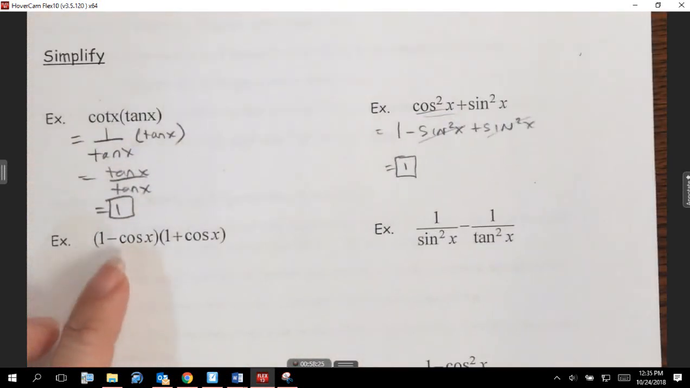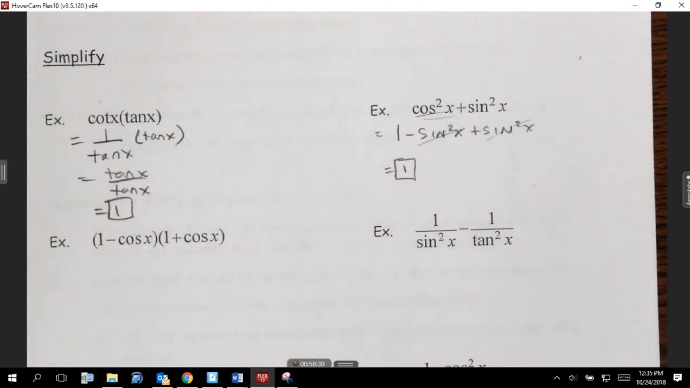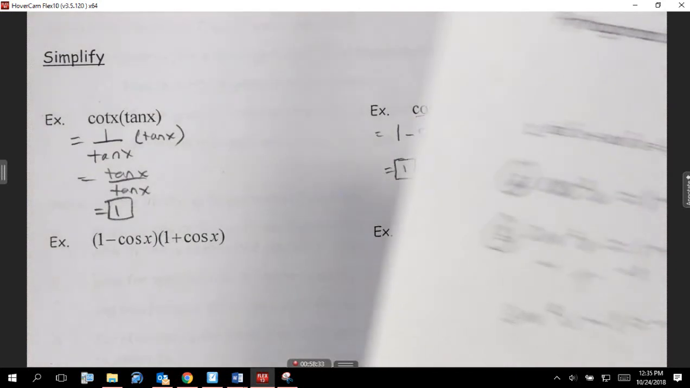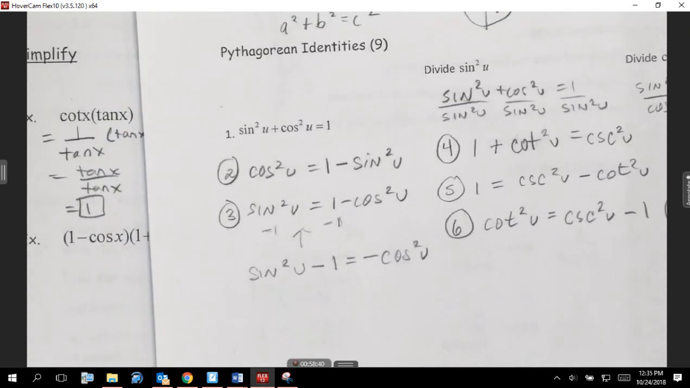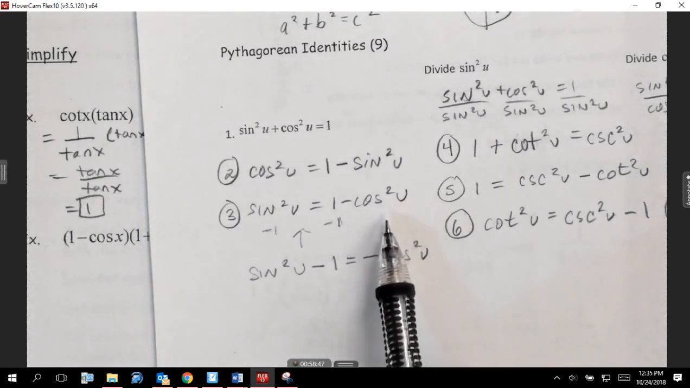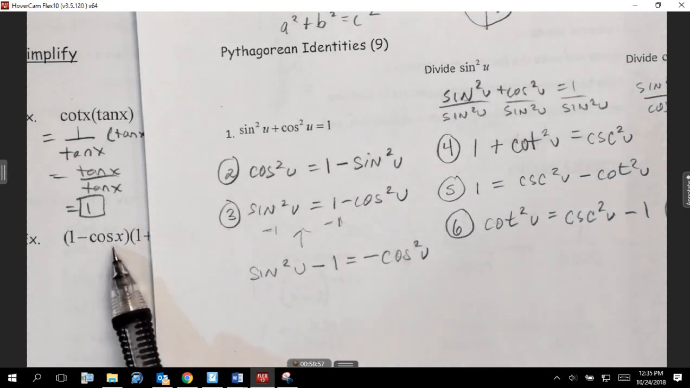All right, the next one. 1 minus cosine x times 1 plus cosine x. Is 1 minus cosine x on here? When it's Pythagorean, it's got to be squared. Is this squared? So do not switch that. Do not say, oh, well, I'll just write sine, because this one's not squared. It doesn't work that way. Pythagorean ones don't work that way.